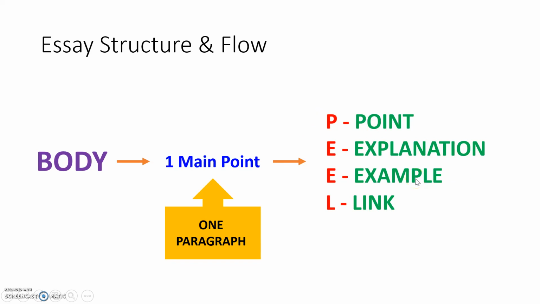It sort of covers all of your bases. You want to follow this formula. So P stands for point, which is your main point, or as you write it out in your paragraph, will be your topic sentence. Then after your topic sentence, you want to go into explaining this main point, which is your first E. Next, after you've done the explanation, you want to justify your explanation with a relevant example.